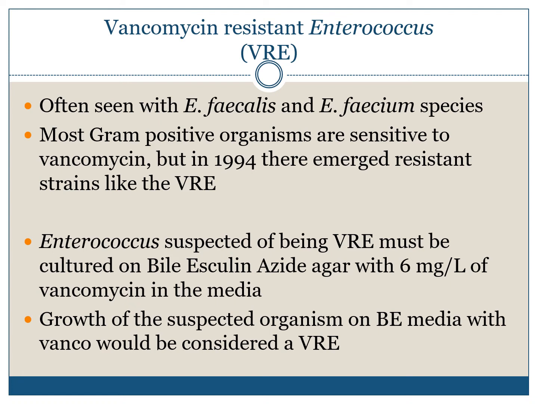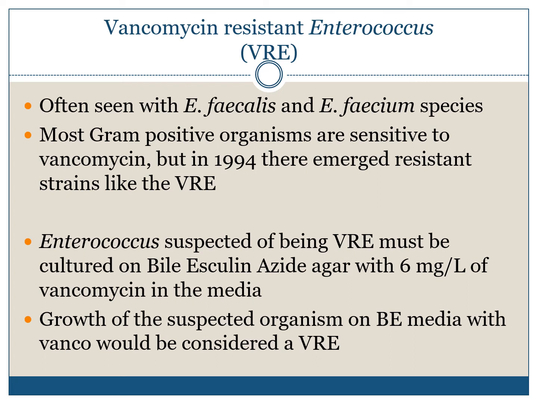Like I said, most gram-positive organisms are sensitive to vanco, but in 1994 there emerged resistant strains like vanco-resistant Enterococcus. Other countries started to notice this in the mid-80s, but we didn't start seeing this in the United States until the 1990s. Enterococcus suspected of being vanco-resistant must be tested to make sure they are in fact vanco-resistant. We can do that by putting Enterococcus on a bile-esculin azide agar with 6 micrograms per milliliter of vancomycin. If our organism grows in the presence of vancomycin, then it means that we're dealing with a VRE.